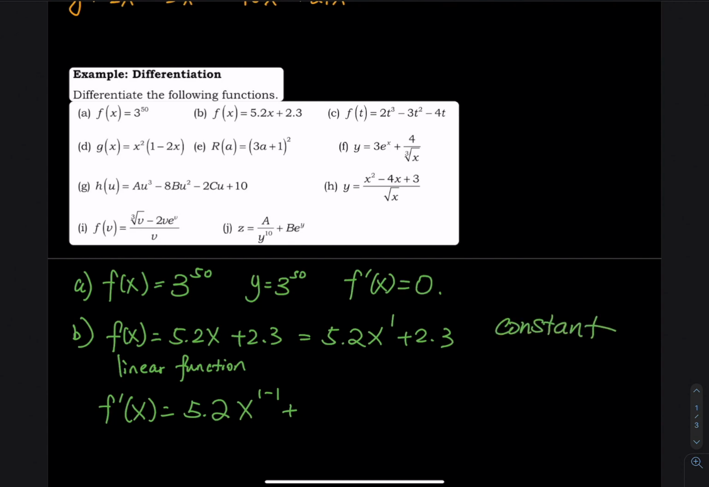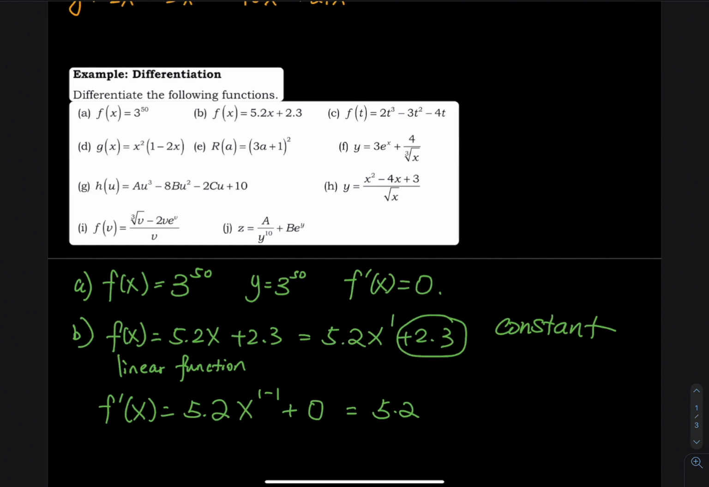We are going to use this word a lot. What is constant? Constant is one real number only. There is no x attached to it. 2.3 is linear, right? It's a horizontal line. So that means the slope of 2.3 is 0. So plus 0. So you're only left with 5.2. In fact, the slope of this linear function is equal to 5.2.